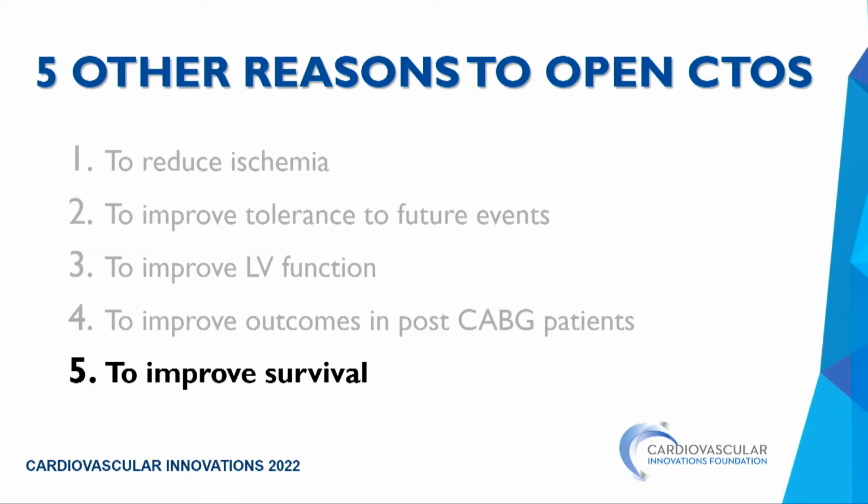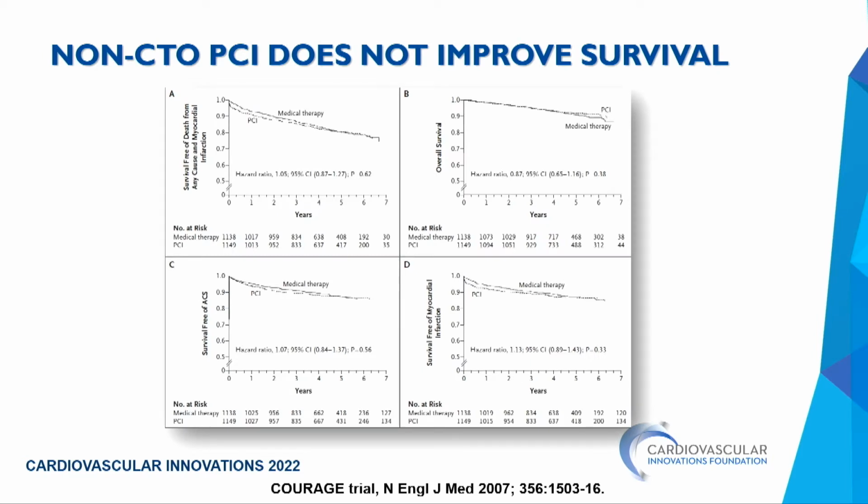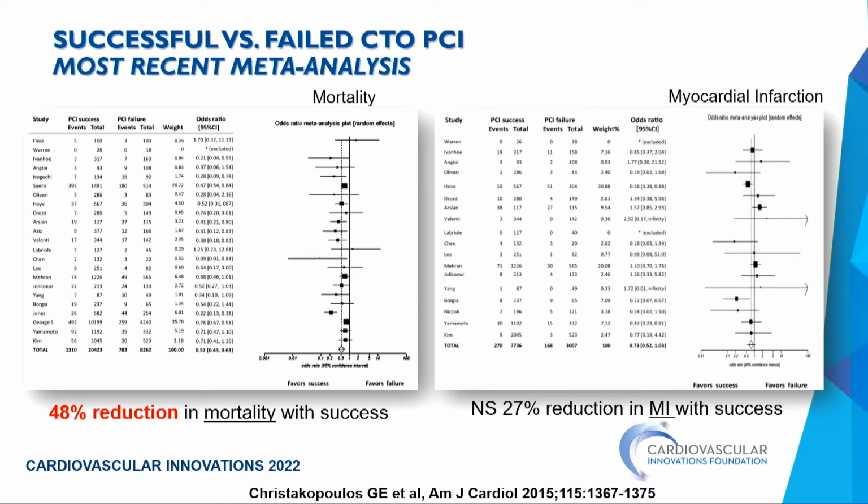What about improving survival? I want to remind you that non-CTO PCI does not improve survival. However, in the most recent meta-analysis and all the ones we've done so far, there's a consistent reduction in mortality. It's not even heterogeneous. It's a 48% reduction in mortality. Look at MI. MI, it's all over the place. I don't believe that opening a CTO reduces MI because it's already closed. But opening a CTO can reduce your mortality.